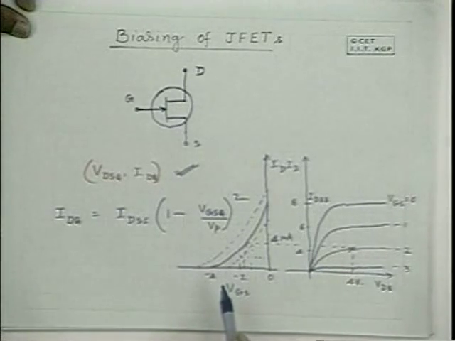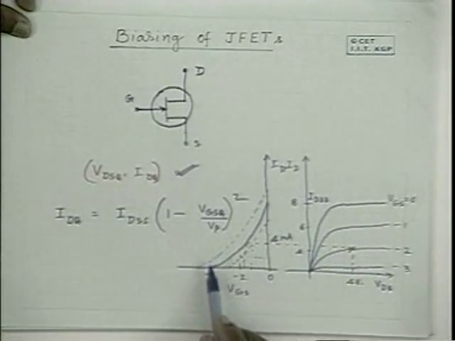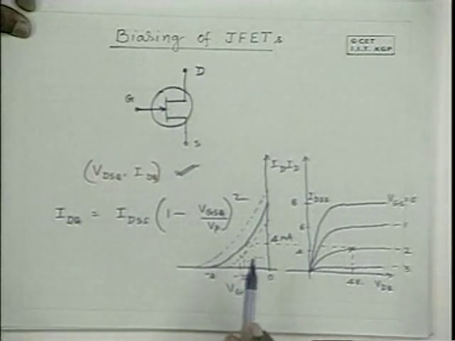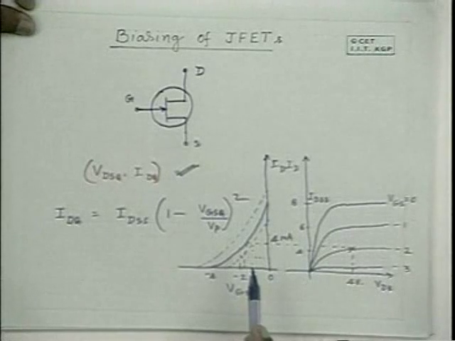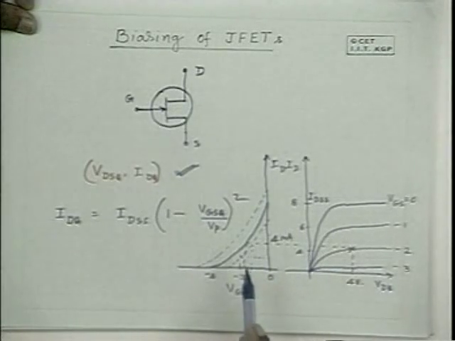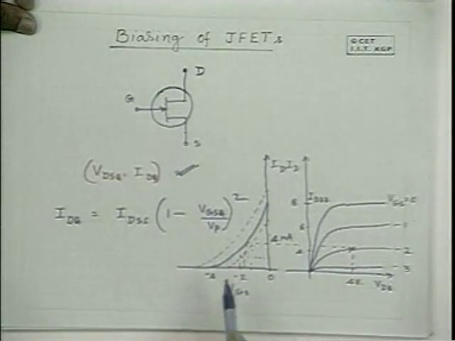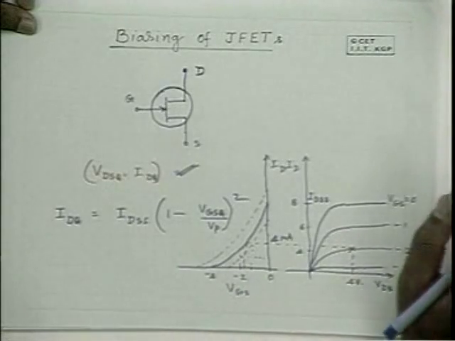When VGS is equal to VP, you have ID equal to 0 for all practical purposes. You find some leakage current passing through it, but this is 0 otherwise.